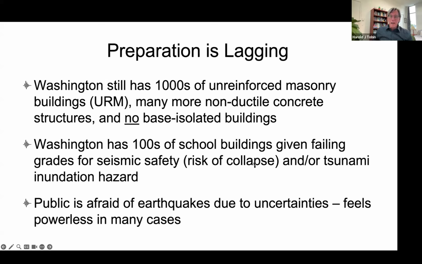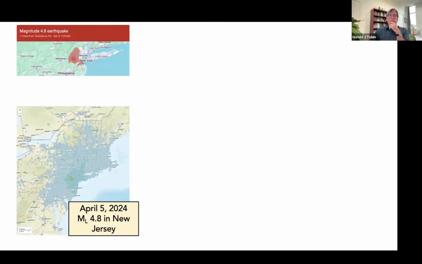And then I think this powerlessness that I referred to earlier is a factor. You know, people are afraid of earthquakes. And we have uncertainties. And it's partly that our experience is lacking. You might remember there was this earthquake that affected New York City last spring, made the news quite a lot, magnitude 4.8. There's the earthquake's location in New Jersey.